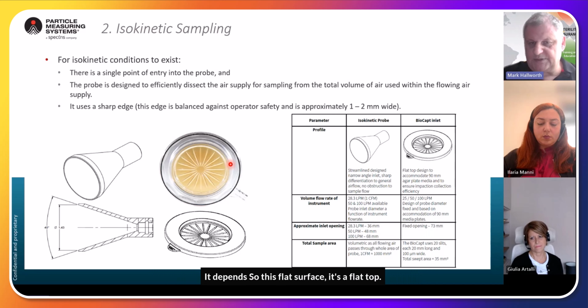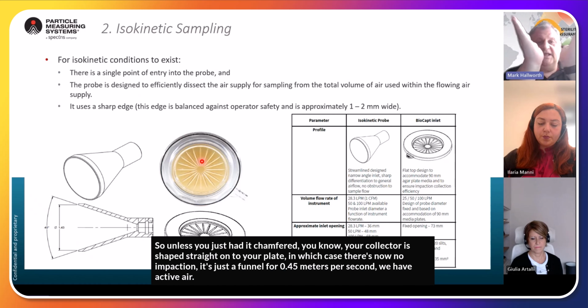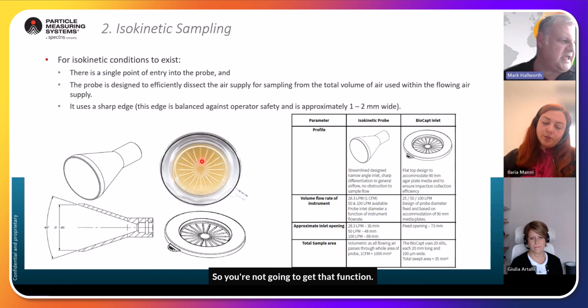It depends. So this flat surface, it's a flat top. It's designed predominantly to take a 90 millimeter or 100 millimeter plate that fits flat within that chamber. So unless you just had it chamfered, your collector is shaped straight onto your plate, in which case there's now no impaction. It's just a funnel for 0.45 meters per second. We have active air, so you're not going to get that function.